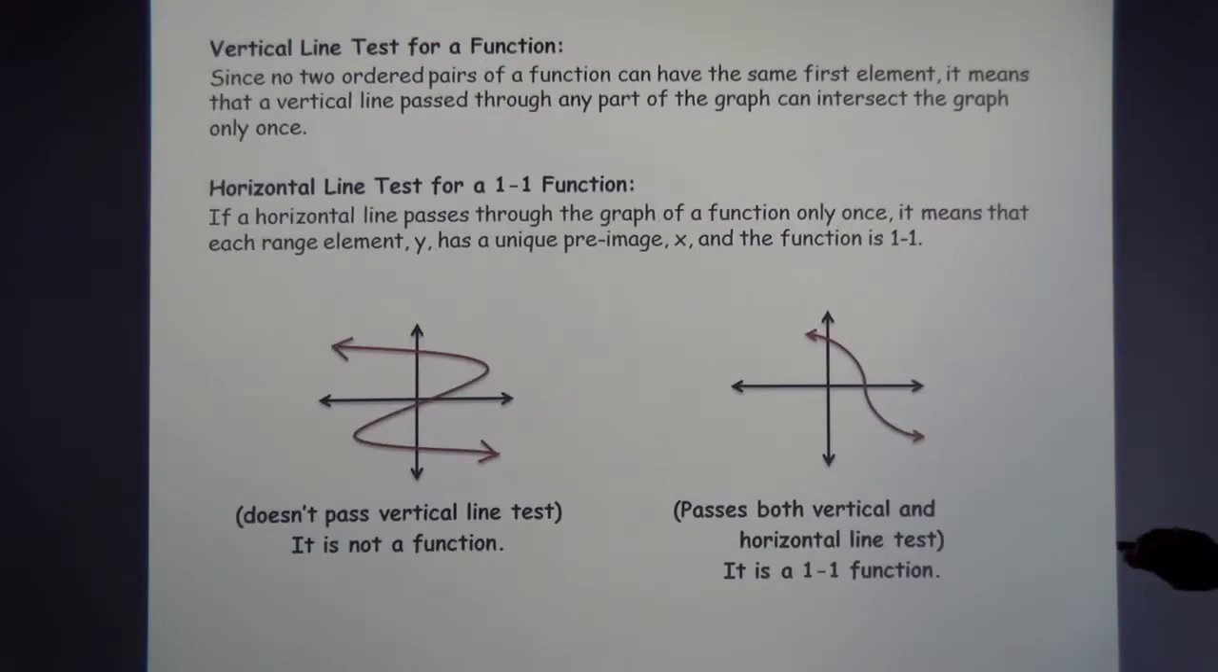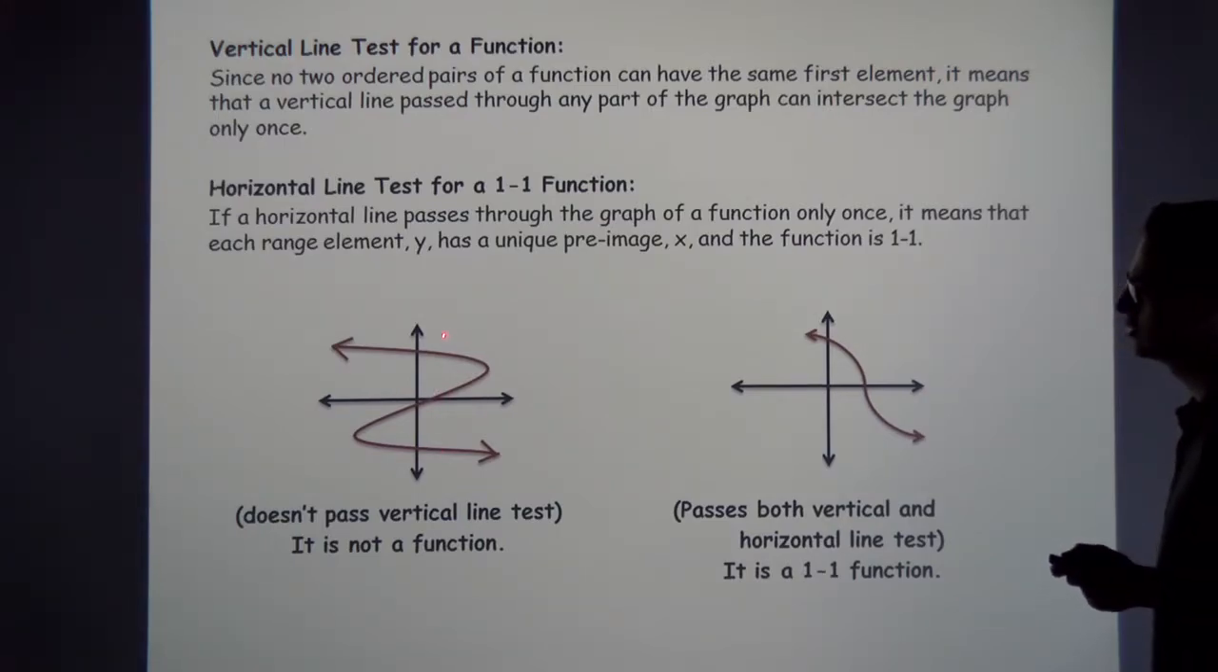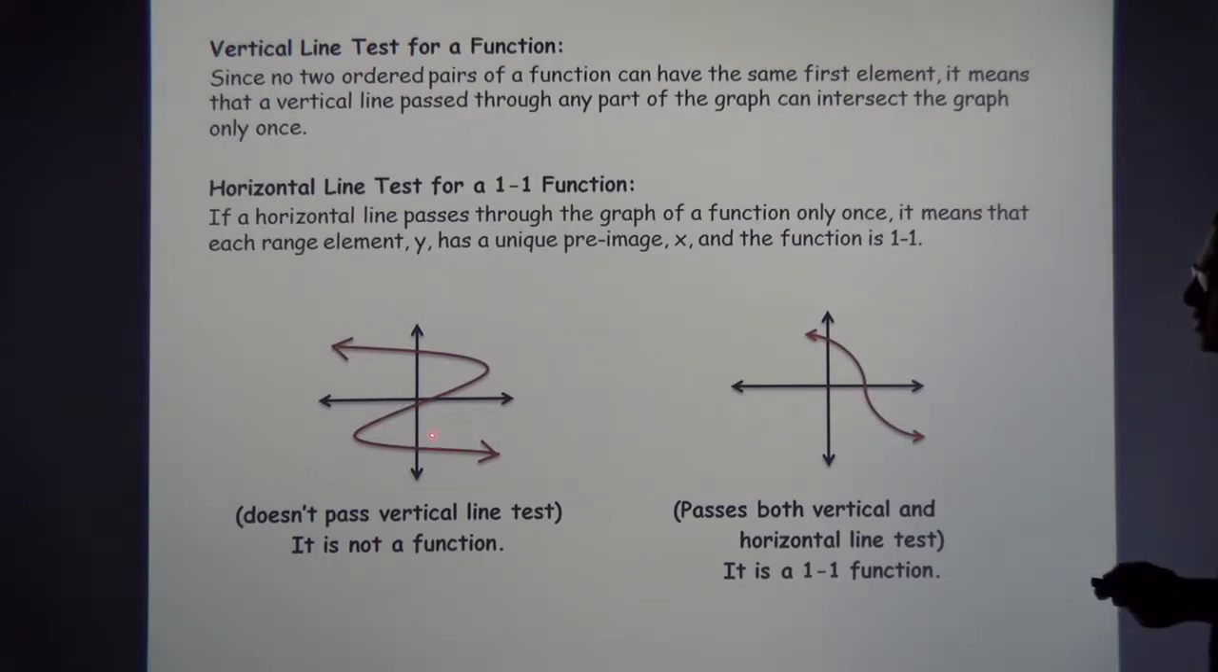Now, have you guys learned this stuff before already? Yeah. Okay, cool. So vertical line test. Vertical line test is exactly what it says it is. So if we're given a function on our graph, since no two ordered pairs of a function can have the same first element, it means that a vertical line passing through any part of the graph can intersect the graph only once. So if we were to do the vertical line test on our graph over here, we'd notice it would pass through 1, 2, 3 different points. So in this scenario, it would not pass our vertical line test, meaning it's not a function.